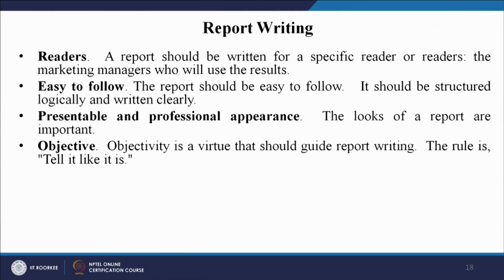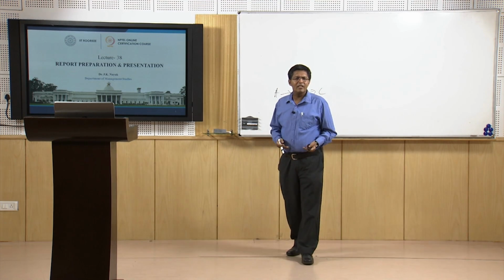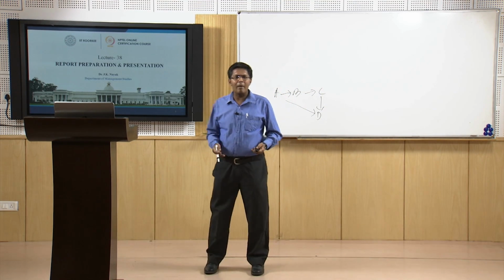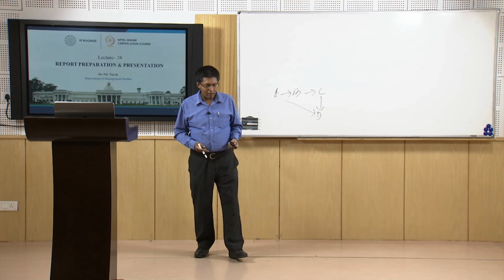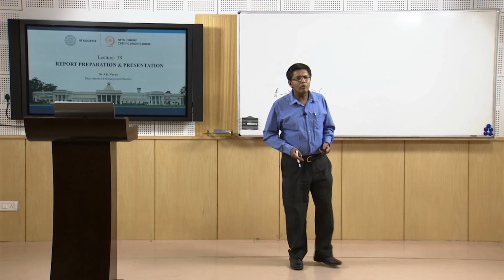Objectivity is a virtue that should guide report writing, that is what we discussed, right. The rule is tell it like it is. So, whatever your objective is, accordingly you should be doing it. Reinforce text with tables and graphs. It is important to reinforce your key information in the text. Suppose you have a data set or some data analysis. Please try to provide the information in the text through tables, graphs, pictures, maps, with a visual output, so that it becomes much simpler for the reader to read and understand.